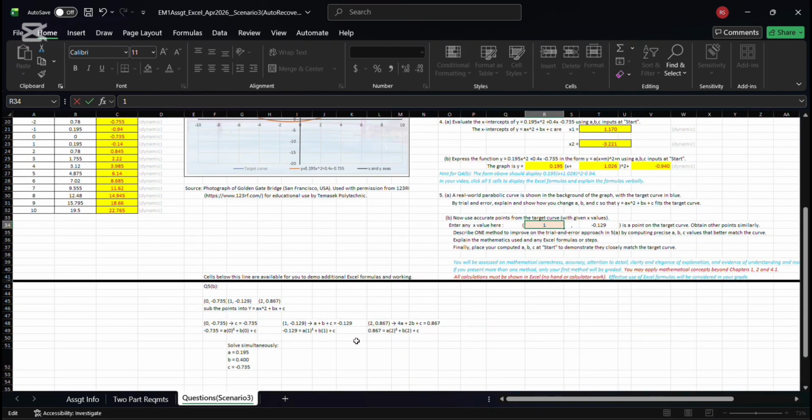By substituting 3 points into the equation y equals ax squared plus bx plus c, I can calculate the values of a, b, and c mathematically instead of relying on trial and error. This produces a more accurate model of the bridge curve.